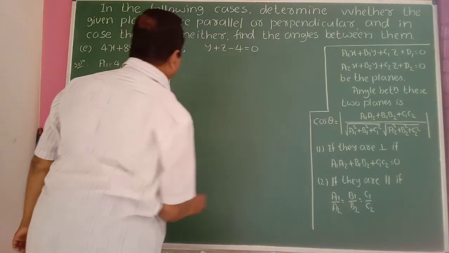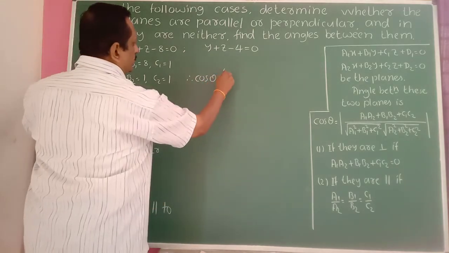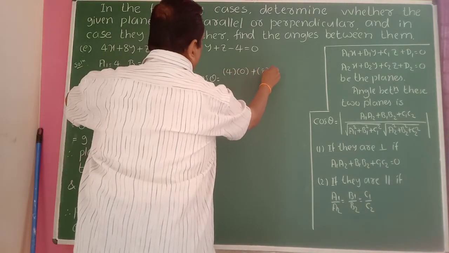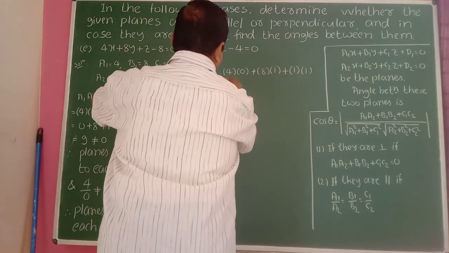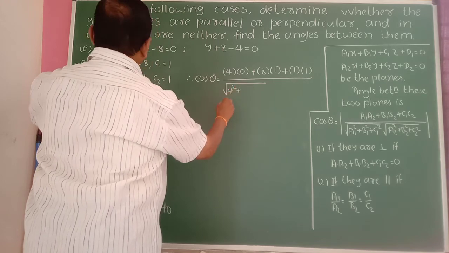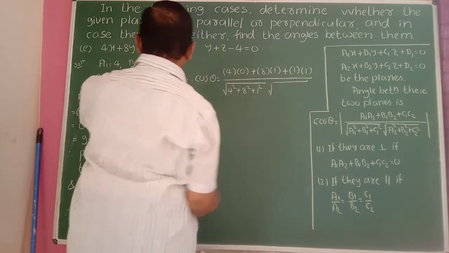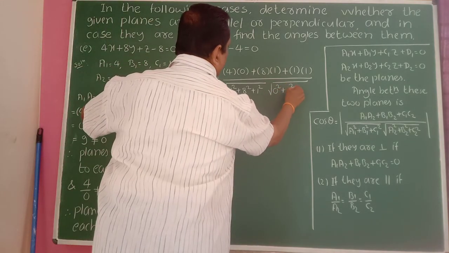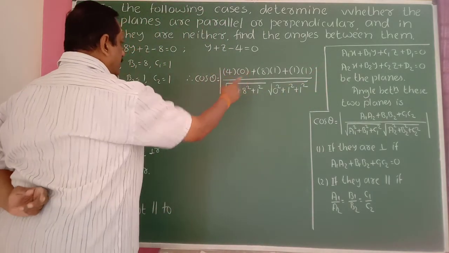Then use this formula. Therefore cos theta is equal to 4 into 0 plus 8 into 1 plus 1 into 1 here, divided by root of 4 square plus 8 square plus 1 square, then root of 0 square plus 1 square plus 1 square. Therefore this is equal to, numerator, it gives 9 here.